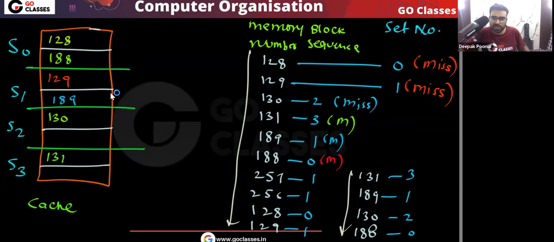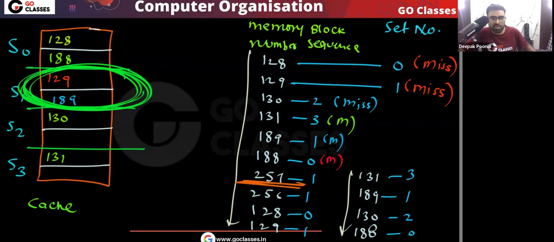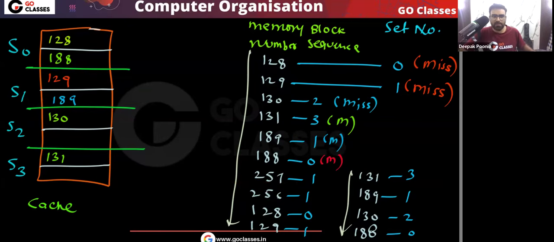So we need to apply the replacement algorithm, the LRU replacement algorithm. Basically, we need to replace one of these cache blocks with the main memory block, that is 257. Which of them we need to replace will be decided by the replacement algorithm, that is LRU, least recently used. You can see this 189 is recently used, so this 129 is the least recently used. So I will replace this and I will put 257 here. Yes, of course this is a miss, but it will replace the cache memory block number 129.